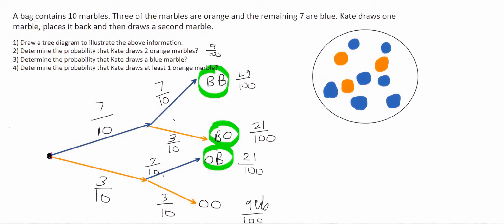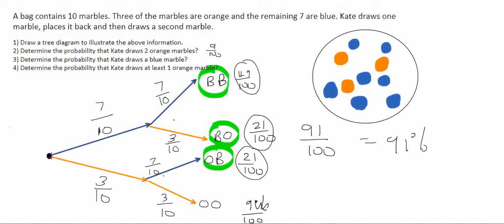Now what's very important is that when you take these three values now we can add. You mustn't multiply these. These ones you are actually going to add together. And that gives us a 91 out of 100 chance. And that's 91%. Now that makes sense.